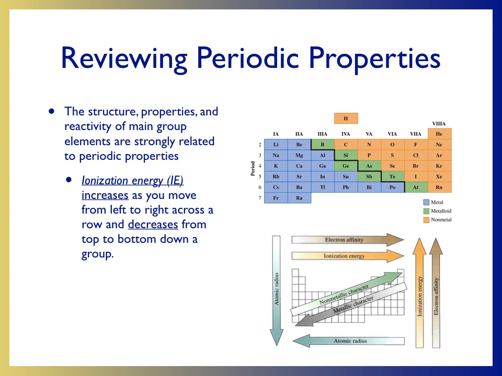The first periodic property is the ionization energy, which is the energy required to remove the highest energy electron from an atom. In the periodic table, ionization energy increases as you move from left to right across a row, and it decreases from top to bottom down a group. Ionization energy is most directly related to an atom's ability to lose an electron and form a cation.